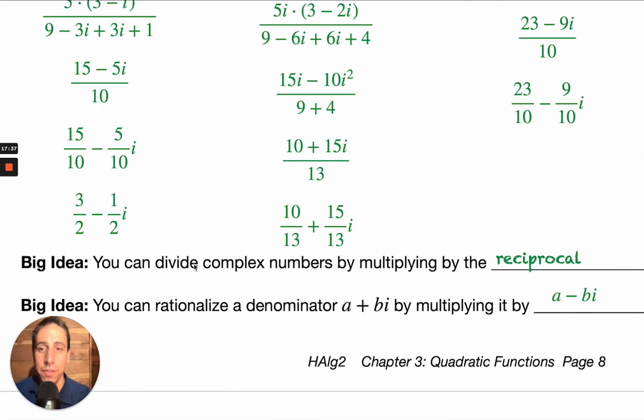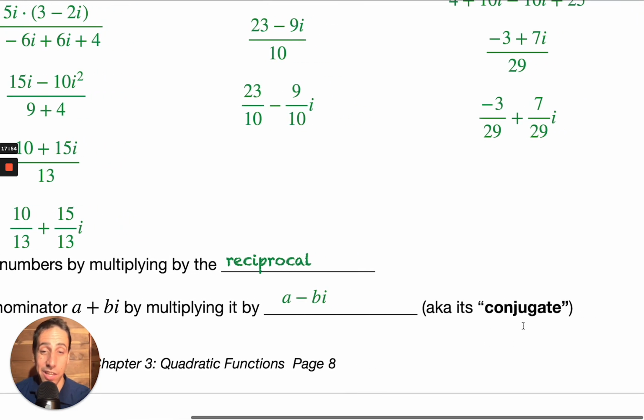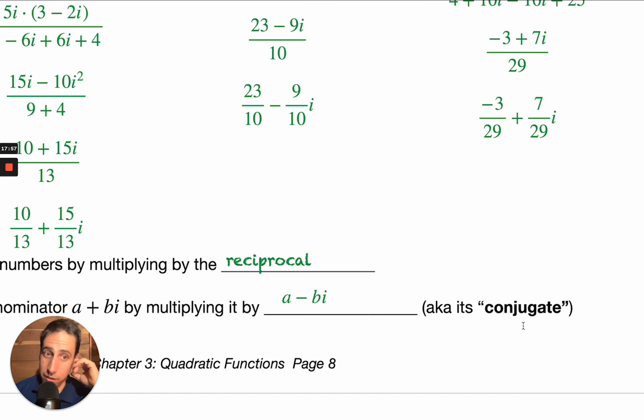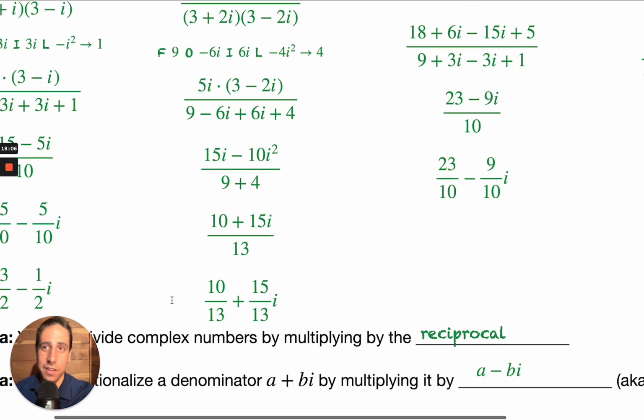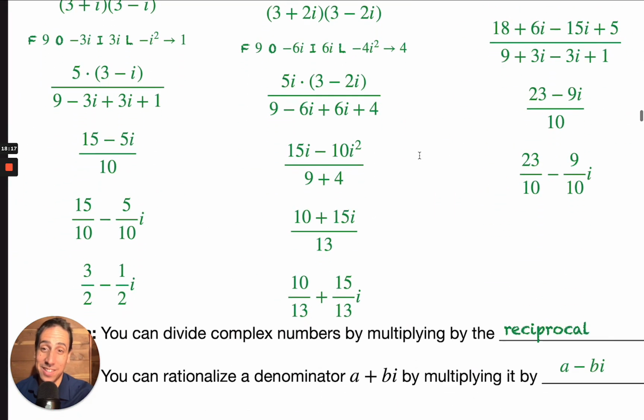Big idea, you can divide complex numbers by multiplying by the reciprocal, which is great. Big idea number 2, you can rationalize the denominator a plus bi by multiplying it by a minus bi, which is a vocabulary word, its conjugate. A plus bi and a minus bi are called conjugates, and basically if you saw a minus bi, you would say, oh, its conjugate is a plus bi, and that's the trick. If I saw 3 plus i, I multiplied by 3 minus i over 3 minus i, and that's really just it. That's how I got it.